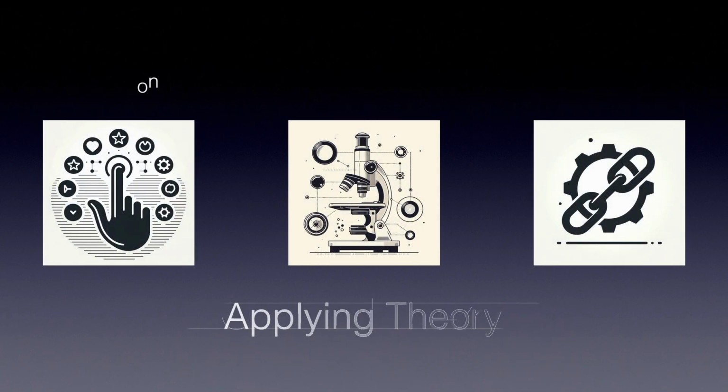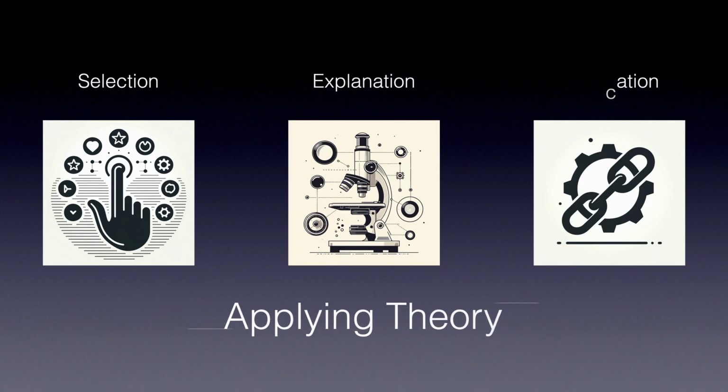Applying theory. 1. Select the theory. Choose a theoretical framework or concept that aligns with your research goals and the nature of your artifact. Identify key vocabulary words the theory deploys to help explain communication phenomena.